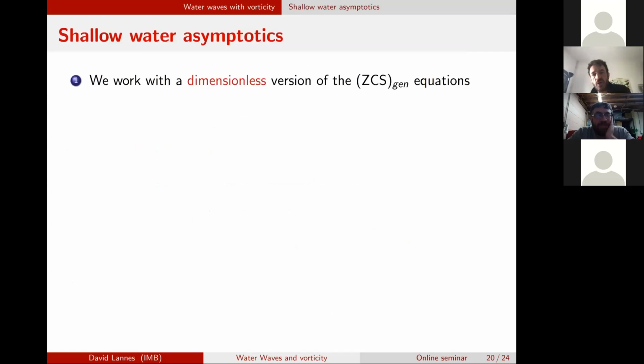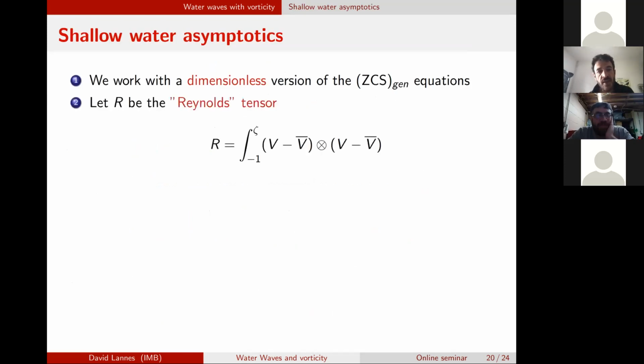So in order to proceed to these asymptotics, we have to work with a dimensionless version of this generalized Zakharov-Craig-Sulem equation. And we are going to define some quantity R. This quantity R is what I will call the Reynolds tensor. Why is it called the Reynolds tensor? Because I am integrating the quadratic term, which is the integral from the bottom to the top of v squared. v is the horizontal component of the velocity.